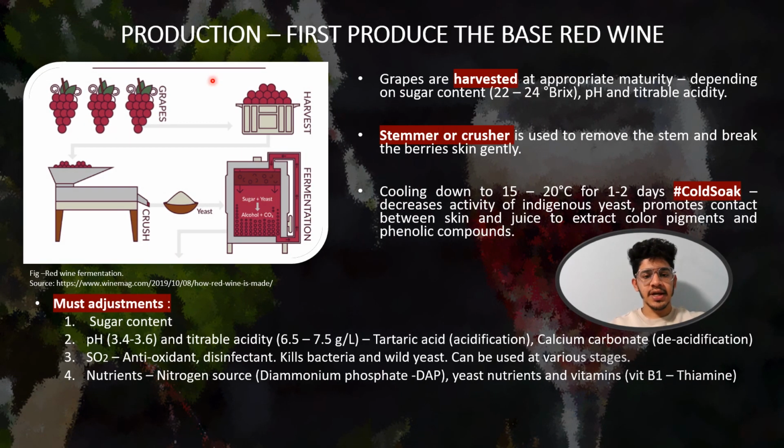So let us understand how this red sparkling wine is produced. First of all, the grapes are harvested at an appropriate maturity level. Now, how is the maturity decided? It is decided based upon the sugar content, the pH, and the titrable acidity.